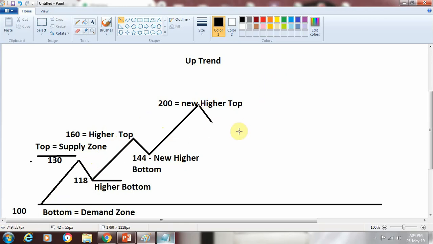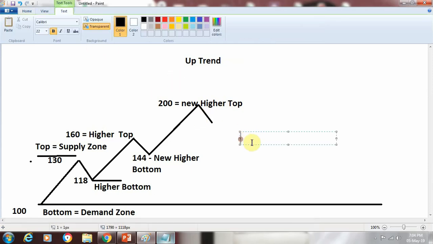So when the price is moving in this fashion, we say that it is following something called higher top, higher bottom, or in short, HTHB. Then it's an uptrend in the market or for that particular stock, right? So this is what an uptrend is.